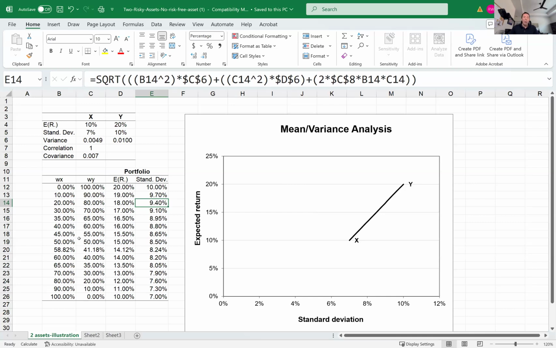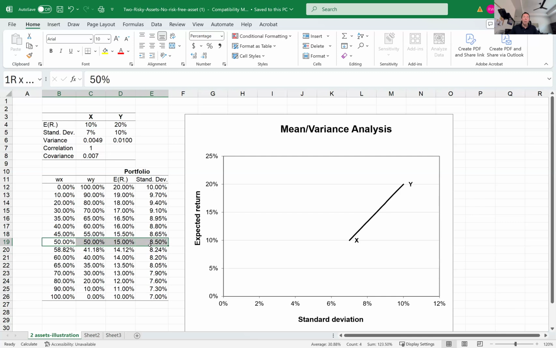The one we looked at right here with 50% of my money in X and 50% of my money in Y is right there. Okay, half my money is in X, half my money is in Y. The expected return on the portfolio is 15%. The standard deviation on the portfolio is going to be, as we see, 8.5%.